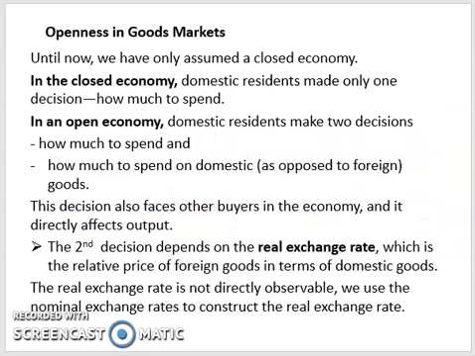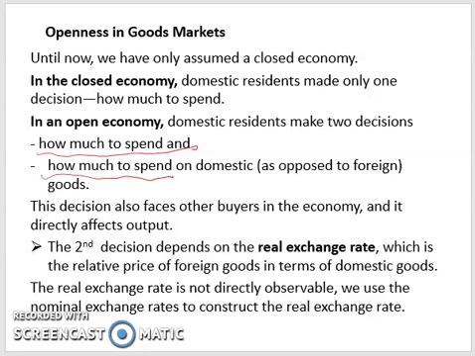Okay, so how does openness in the goods market force us to rethink the way we looked at equilibrium in the goods market? Until now, we've only assumed a closed economy. Under a closed economy, domestic residents made only one decision, and that is how much of their income to spend. Under the narrative of an open economy, domestic residents make two decisions rather than one. They make the same one they made earlier, which is how much to spend, but the new second decision is how much to spend on domestic as opposed to foreign goods.